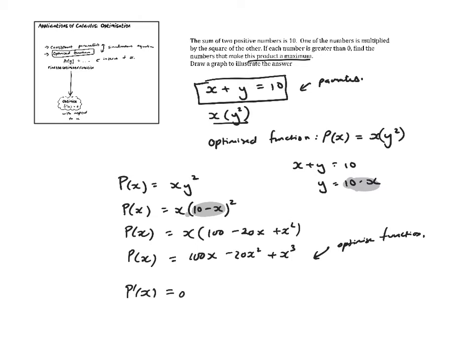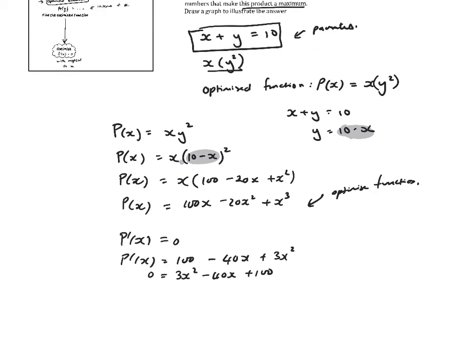Okay, so what is the derivative of p here? It's going to be 100 minus 40x plus 3x squared. So therefore 3x squared minus 40x plus 100 is equal to 0, and you can either use the quadratic formula or you can factorize that. I think it actually factorized quite nicely. It's (3x minus 10)(x minus 10), but of course, you can use the quadratic formula for that.